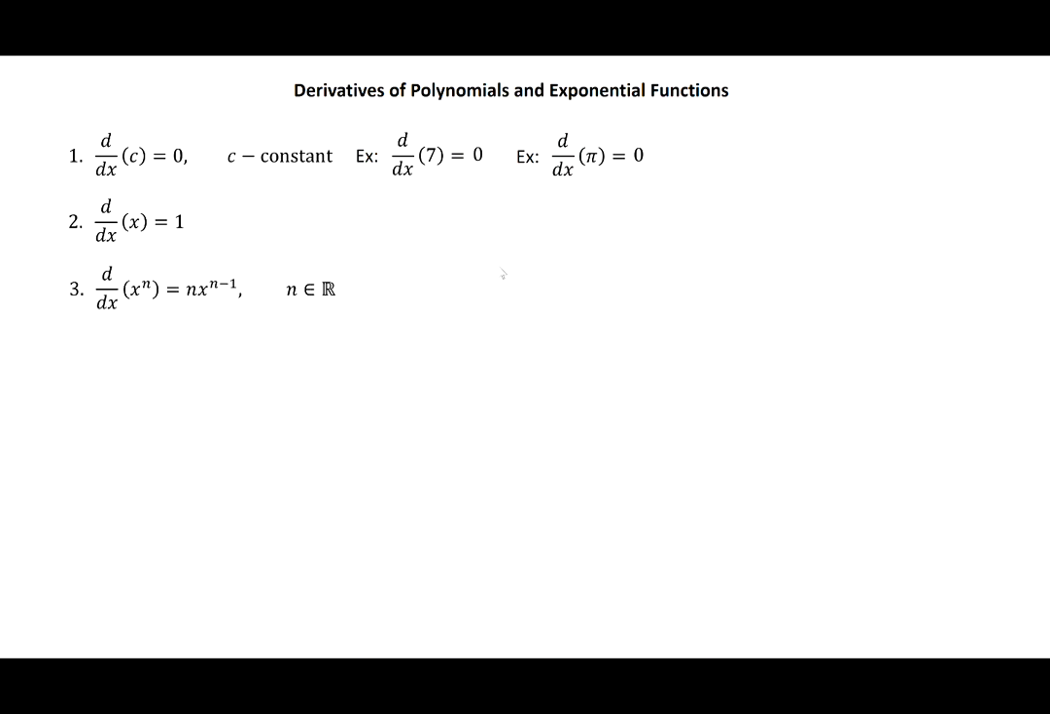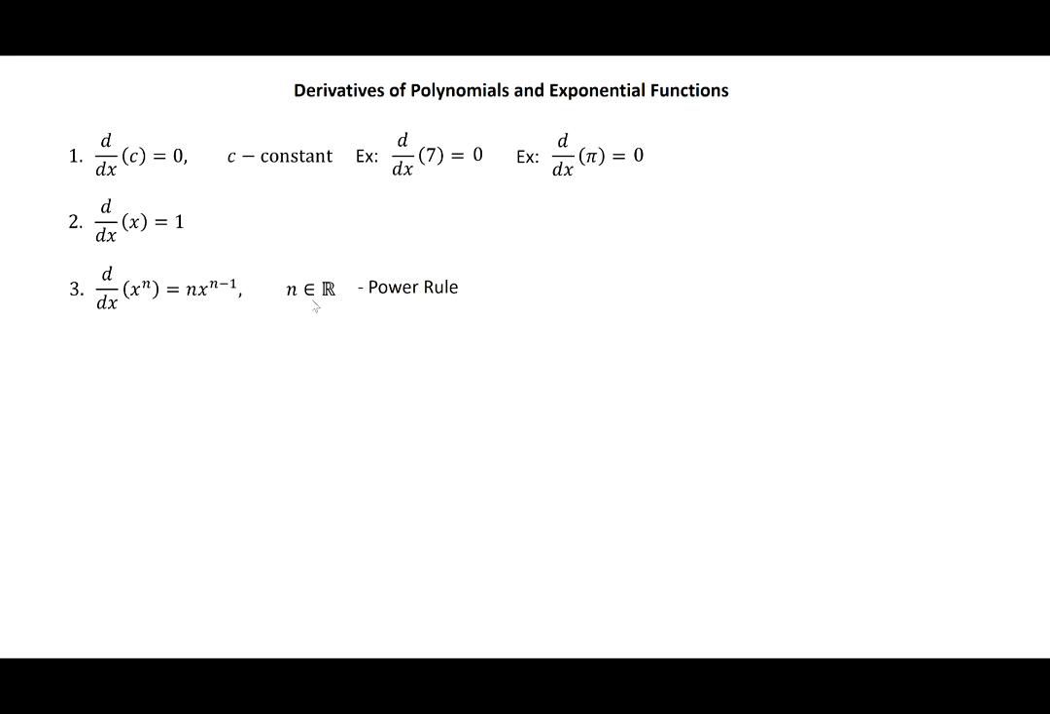Right. The next is a very important one, and it's called the power rule. It says d dx of x to the n is n x to the n minus 1 for all n real. This is a fancy way of saying n is a real number. N is an element of the real number set. That's how you read it. N is in R, or n is an element of R is what you say. That's just simply saying n is a real number.